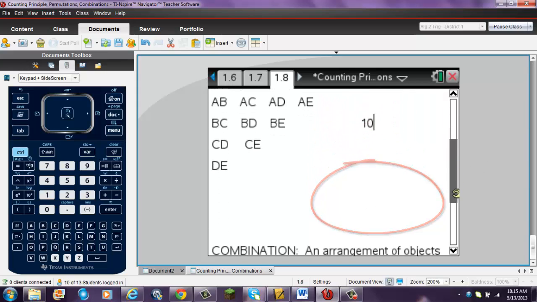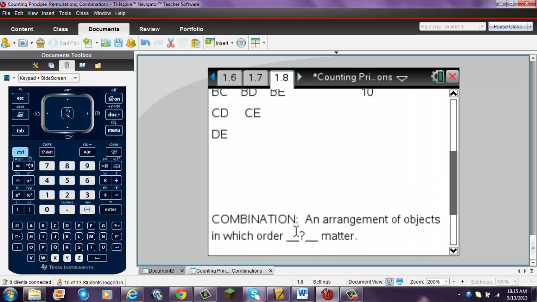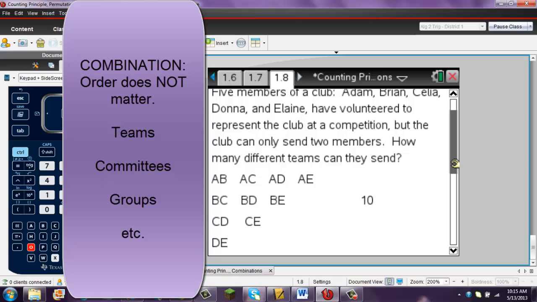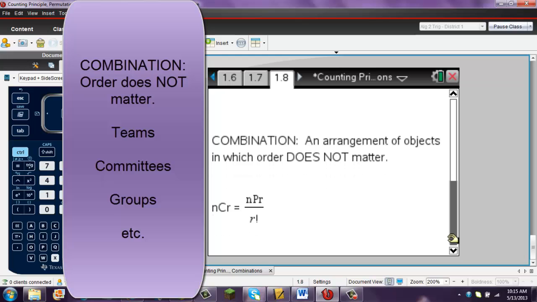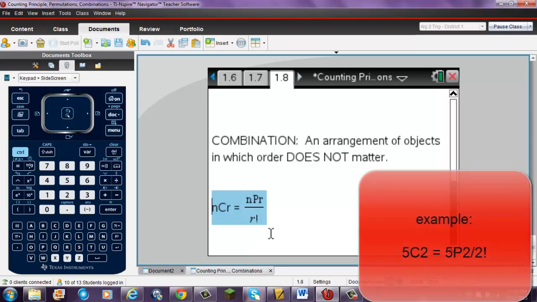So what we did is we took out all that repetition. A combination is an arrangement of objects in which order does not matter. It doesn't matter if we said that Adam and Brian were a pair or Brian and Adam. It's the same darn pair. So it doesn't matter the order that you say them in. And here is an important definition of a combination. The combination of n things taken r at a time is that same permutation divided by that bottom number factorial to get rid of the repeats. It's important that you know this definition.